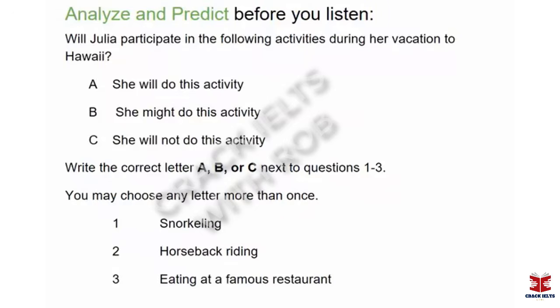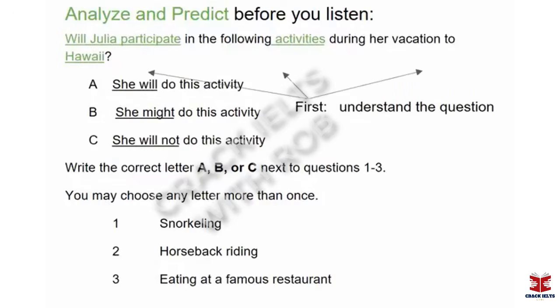All right, now let's analyze our sample set of questions here a little bit to think about how you might approach a question set like this as you're analyzing and predicting before you listen to the speakers. First of all, we talked about understanding the question. Okay, so in this case, it's important to know the key words, the things you're supposed to listen for. In this question set, I underlined, will Julia participate? And I underlined activities, and also Hawaii, okay? We're supposed to listen for these activities and whether Julia will participate in them or not.